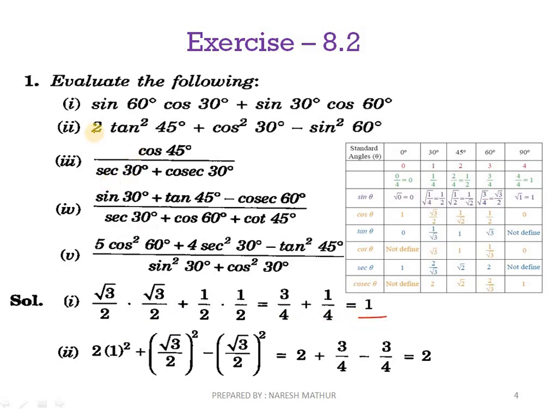Second one, 2 tan square 45 plus cos square 30 minus sin square 60. So the value of tan 45 is always 1. So 2 into 1 square plus cos 30 is root 3 by 2, the square of root 3 by 2, minus root 3 by 2 whole square. So these values will directly cancel with this positive and negative. So we'll get 2 as the answer.